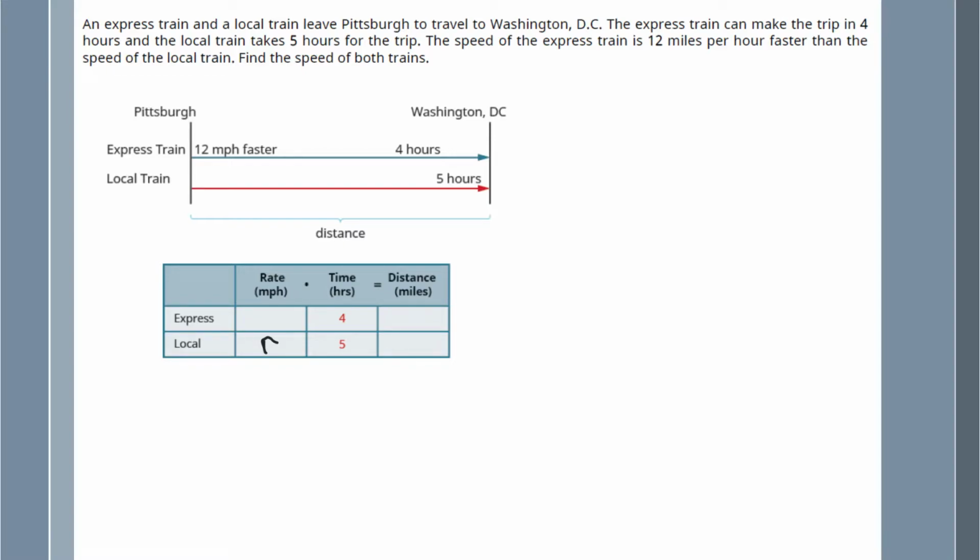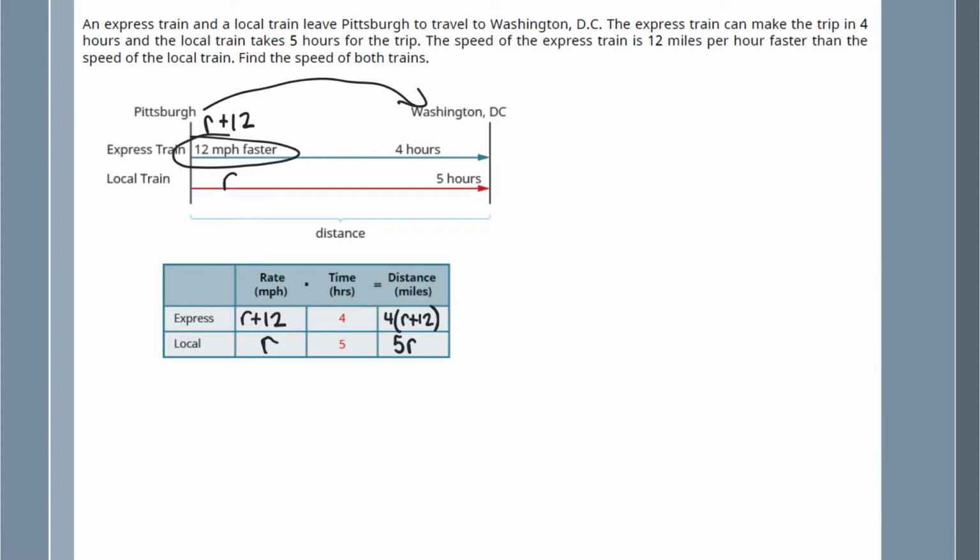The express train, it says, was traveling 12 miles an hour faster than the local train. So for that one, we're going to base our rate off of the local train, which is r, and we're going to make it r plus 12. It was going 12 miles an hour faster than the local one. The local one was r, so it's going to be r plus 12 miles per hour. And then to get the distance is rate times time, so we're going to multiply those two things together. For the local train, it's just 5 times r, so that's 5r. And for the express train, it's 4 times r plus 12.